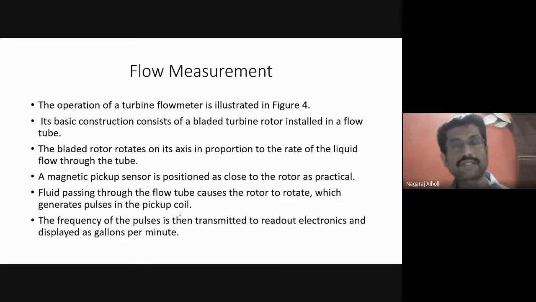The frequency of the pulses decides, or measures, how much is the flow rate, the speed or magnitude of the flow rate. The more the frequency of the pulses, the more will be the speed of the flow rate. The fewer the number of pulses, the less will be the speed of the flow rate.